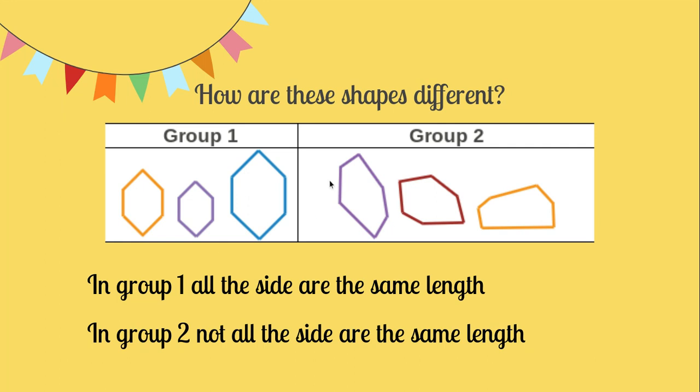It might be hard to notice it like in this purple shape, but it's really easy to notice it right here in this yellow shape. This line right here is way longer than this line right here. So not all of these sides are the same length. That's how they're different.